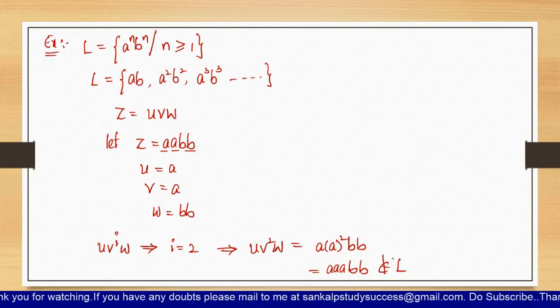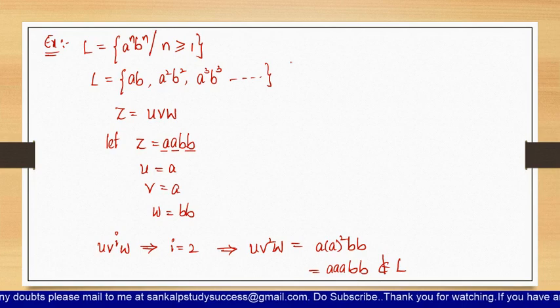That means you can also say the given language is irregular. So in this way we are going to solve the problems. It is quite easy, you just need to decompose any string. Either it may be AB or A square B square or A cube B cube.